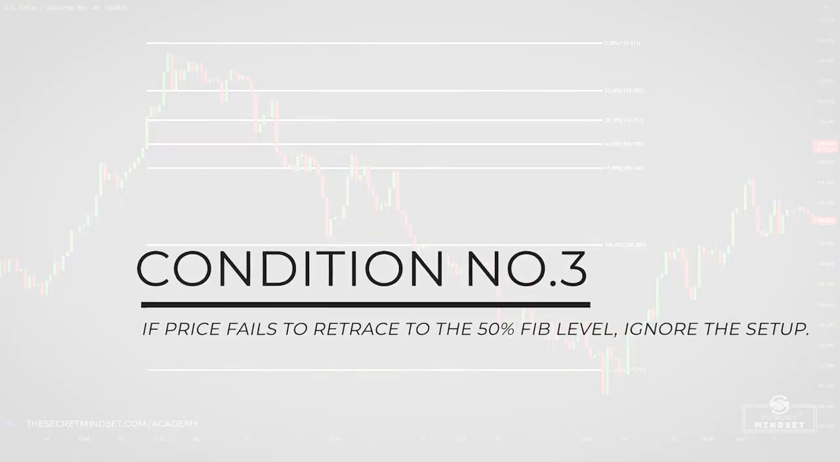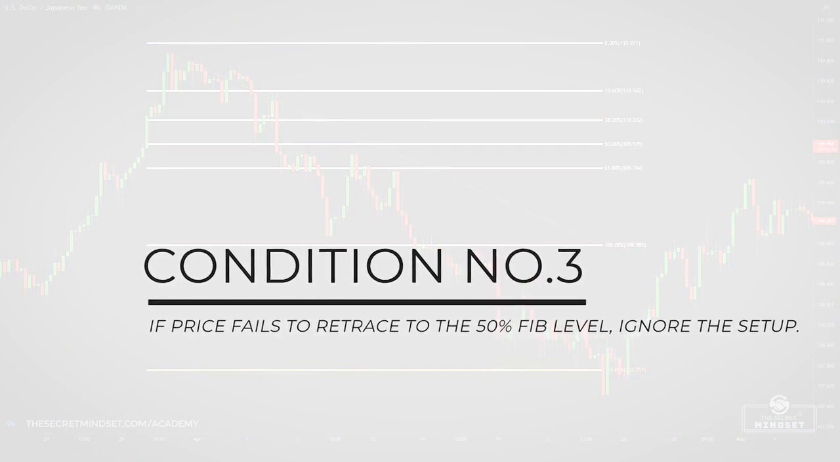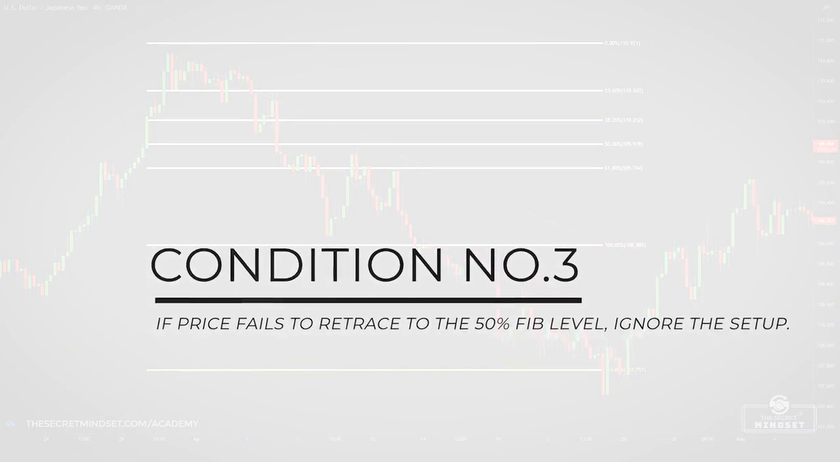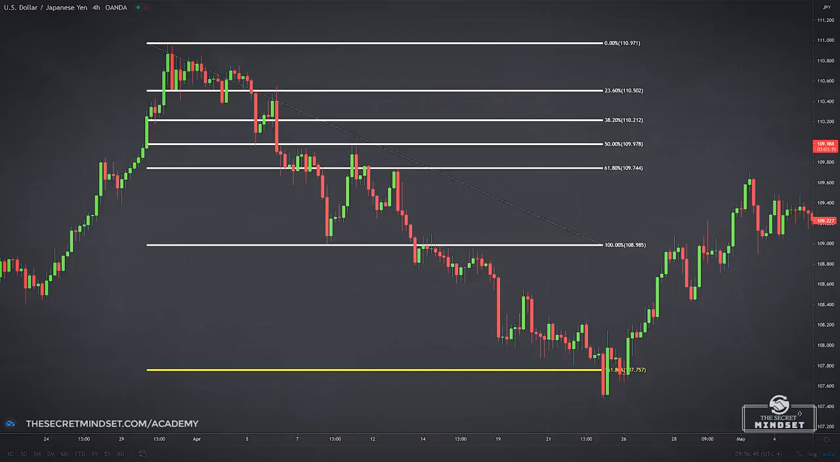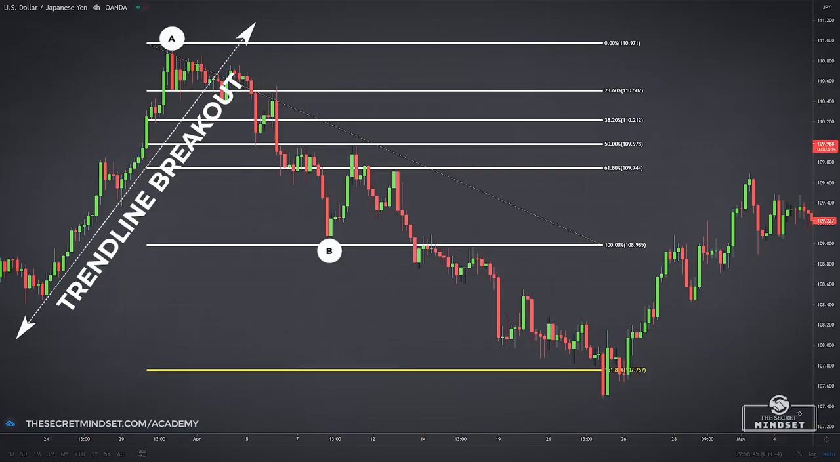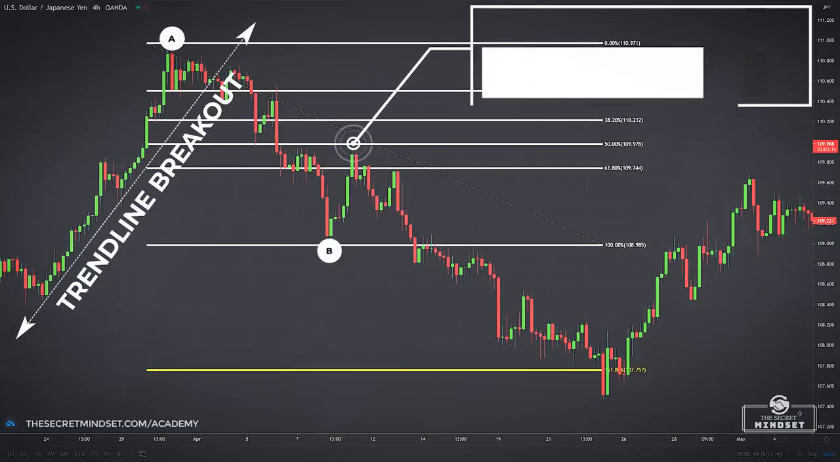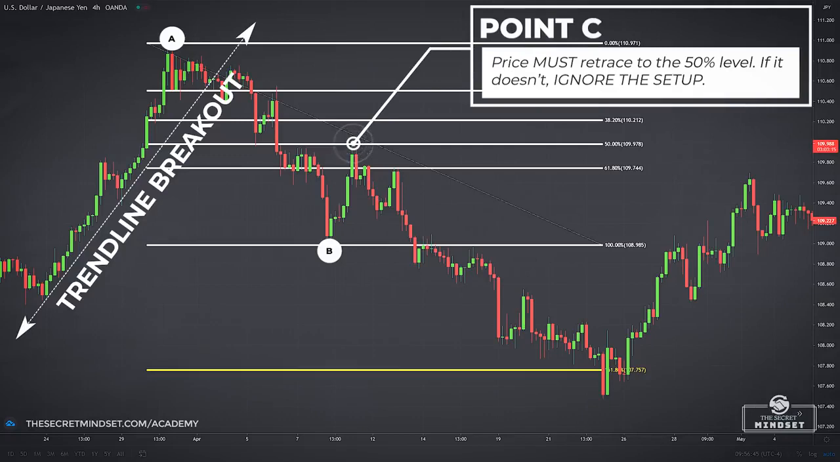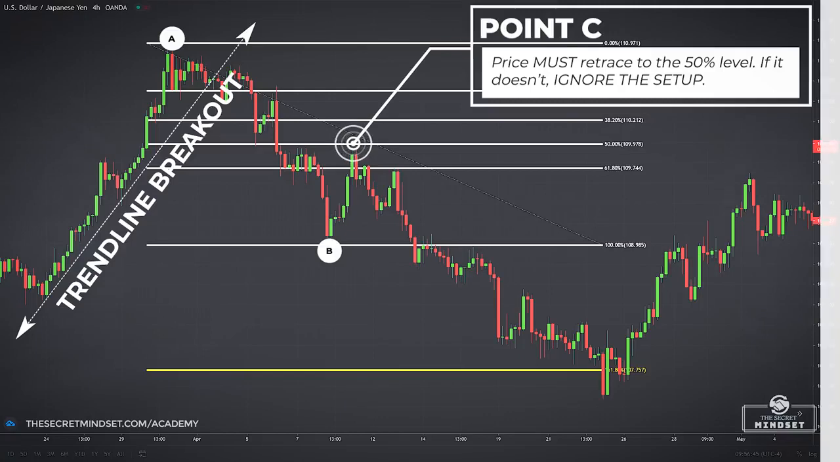Third condition, if price fails to retrace to the 50% Fib level, ignore the setup. In some cases, the trend line will be broken, but the price action won't make a decent retracement. Sometimes, it will retrace to the 61.8 level and then resume its move. For this setup, we want price to retrace to the 50% level. If it doesn't, we find other opportunities.